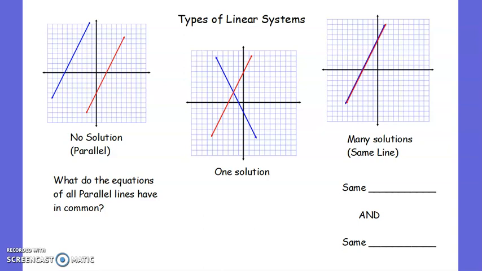Alright, this video is meant to help us expand our understanding of linear systems of equations. The three graphs that you see on the screen are three different formations of linear equations that can happen. If we have two lines, the blue line and the red line, they can do any one of three things.